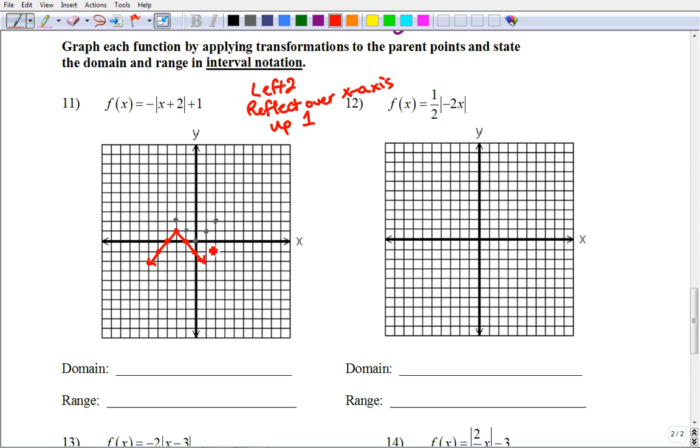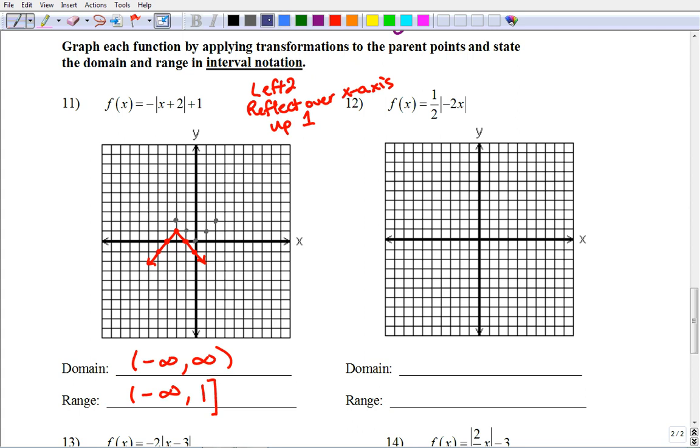My domain, don't forget these are in interval notation. My domain, this will keep going on forever, so in interval notation, it's all real numbers. For the range, I know that it'll go down to negative infinity, but the highest y value that we'll get is 1, and we include that one because it's a closed point.